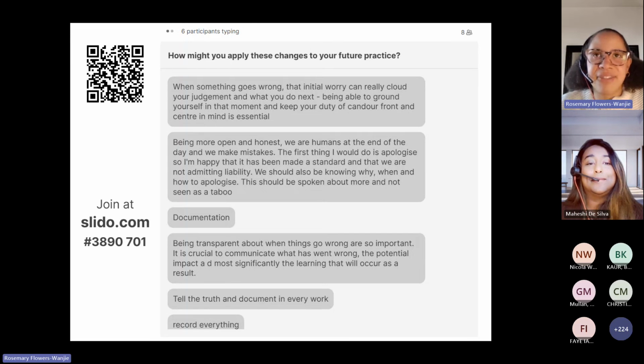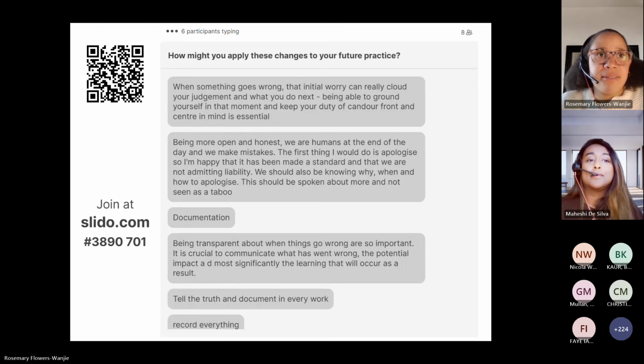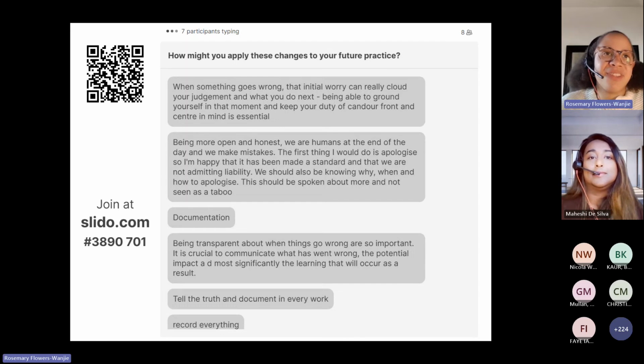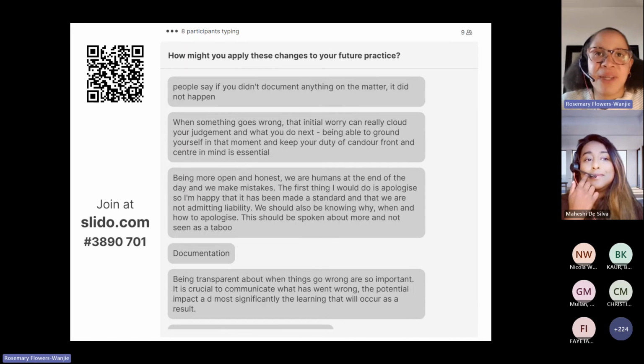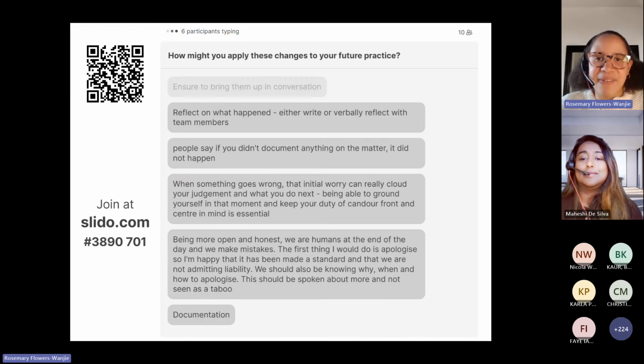Definitely. And I think that really goes with all of these standards, the more you read them, the more you become familiar with them, the more you can really keep them in your mind and help them to ground your practice. And I love this one as well. Being more open and honest. We are humans at the end of the day and we make mistakes. The first thing I would do is apologise. So I'm happy that it has been made a standard.